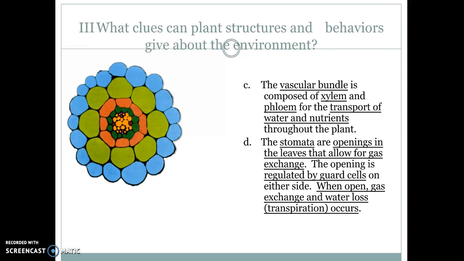We'll repeat it again. Xylem carries water, and then phloem carries nutrients. Stomata are the openings in the leaves that allow for gas exchange.